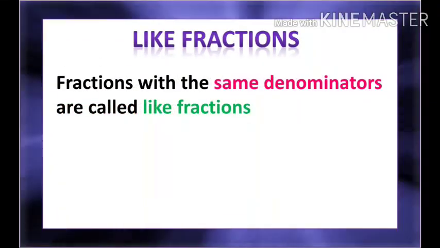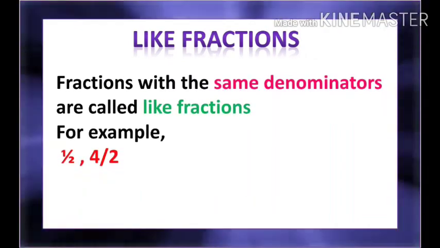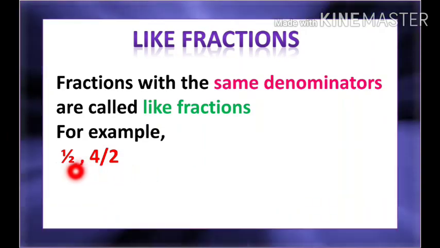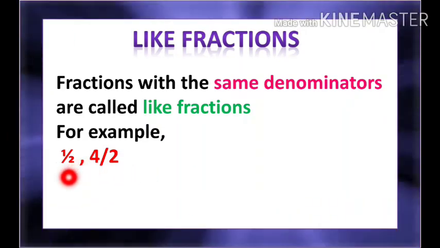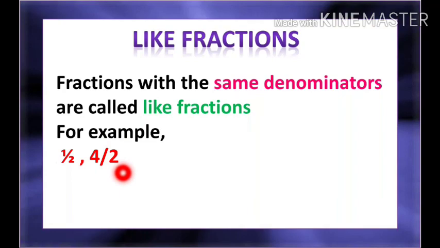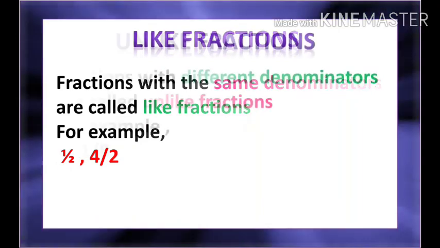Like fractions. Fractions with the same denominators are called like fractions. For example, 1 by 2 and 4 by 2. Here the denominators are the same. 2 is in the place of denominator and in this also 2 is in the place of denominator. So it is called a like fraction.